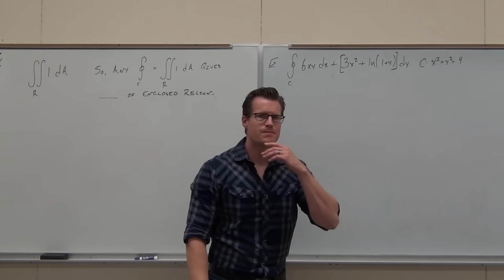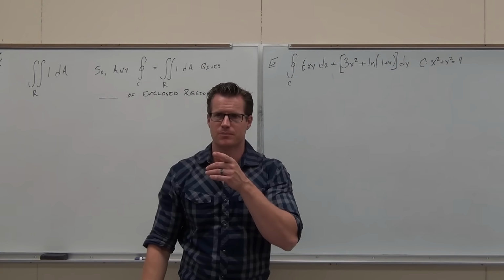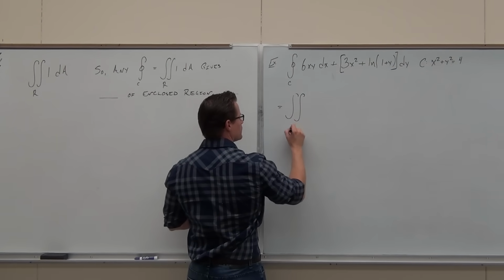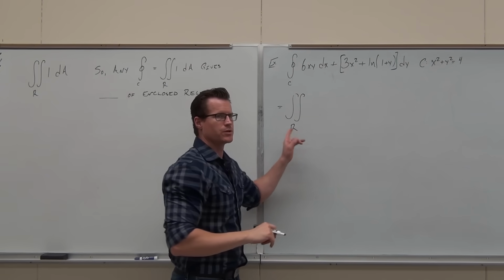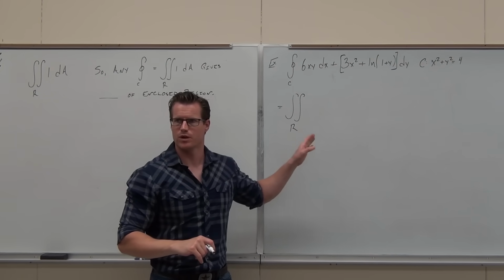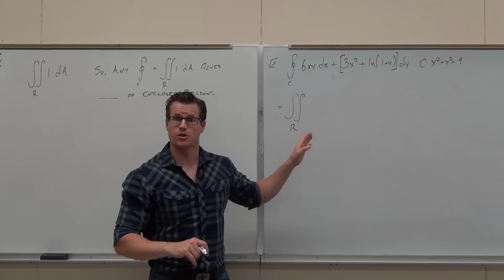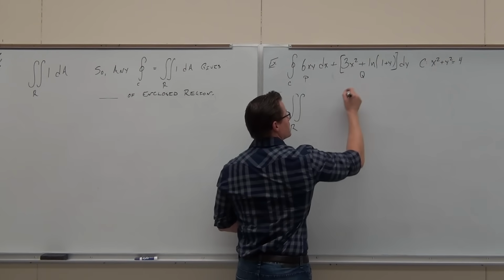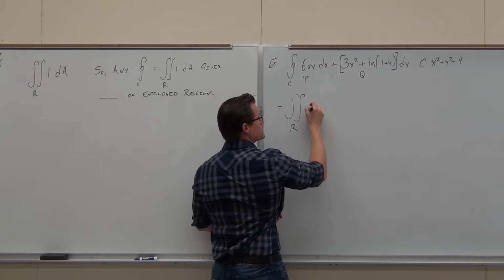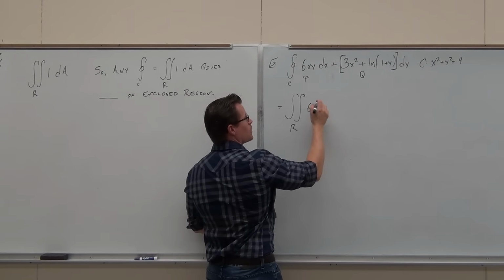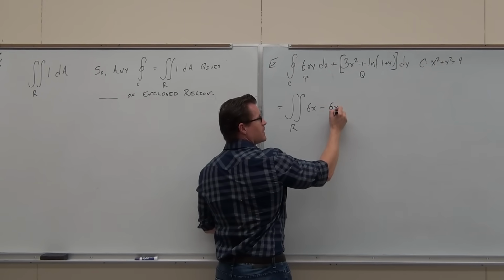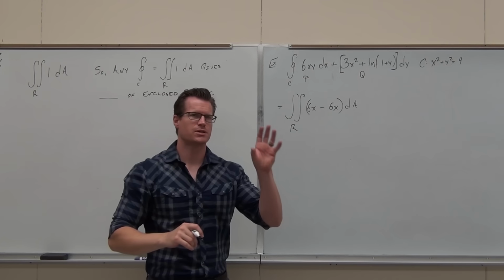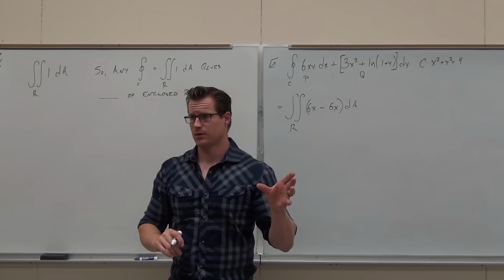Did you draw your region? Did you set up Green's theorem? That's why we don't do this. Second reason why we don't ever worry about the region is because when you start setting up Green's theorem and you go, hey, that's my P, that's my Q, with respect to X gives me 6X, with respect to Y gives me 6X. Tell me something about this vector field.